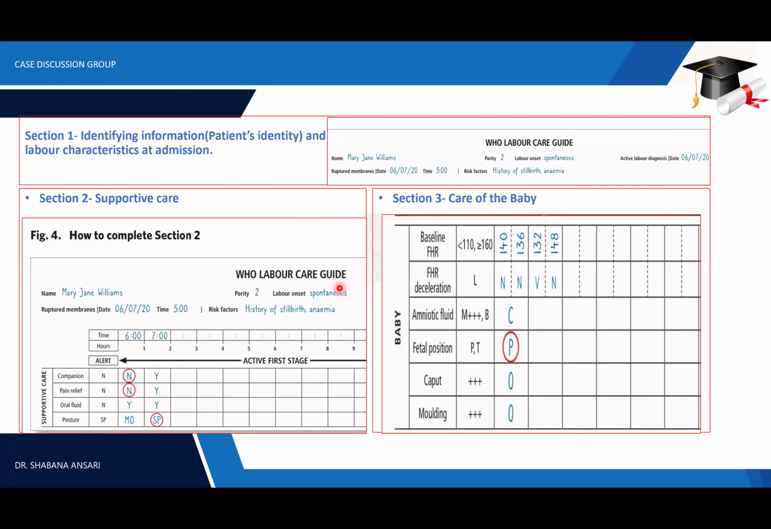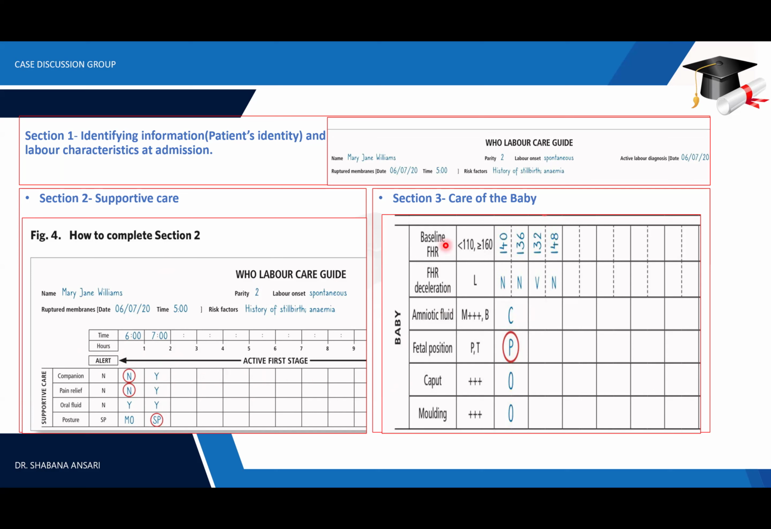One more question was, how are you going to fill these sections? Section 2 every 30 minutes, every 1 hour, or every 2 hours? How do you fill section 2? Anyone can volunteer. Section 2 will be hourly. Hourly, exactly. These are the boxes. So it is every hourly.